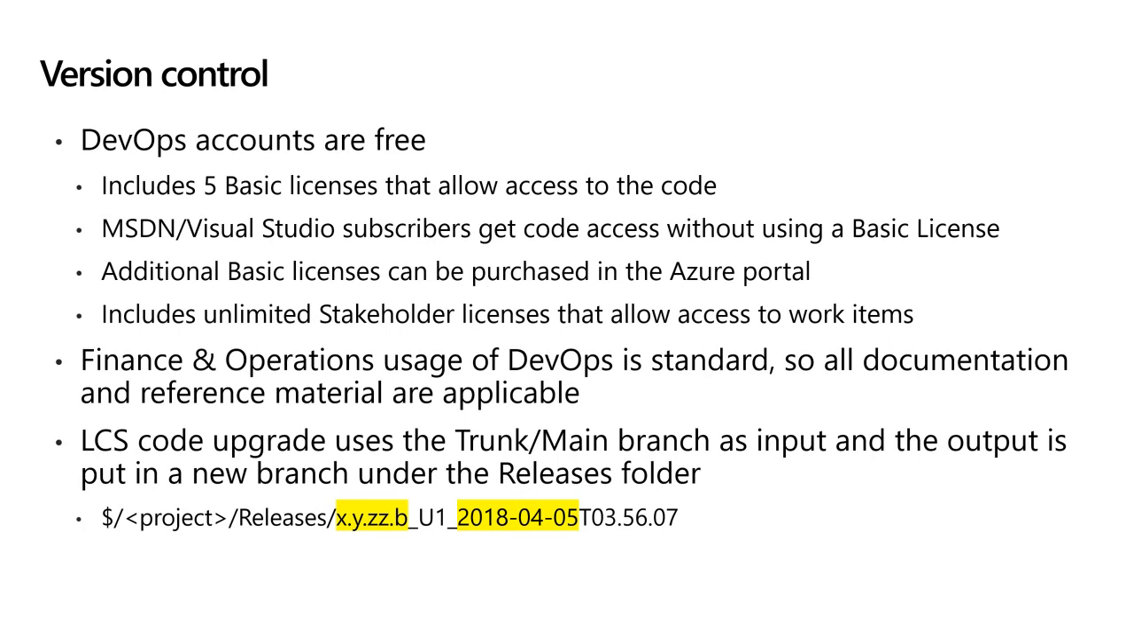There is one thing that is unique, and that is that the LCS code upgrade uses the trunk main branch of Azure DevOps as input, and the output is put in a new branch under the releases folder. The new branch is named for the target version of the code upgrade and the date to make it unique. The code upgrade is primarily used, now that we're on one version, for AX 2012 code upgrades, so it's still applicable.